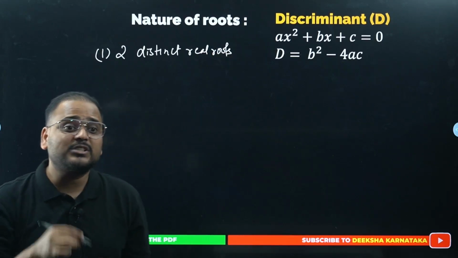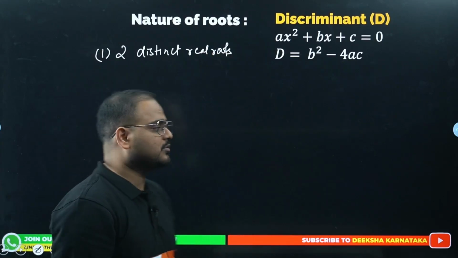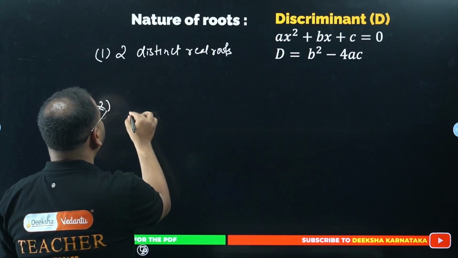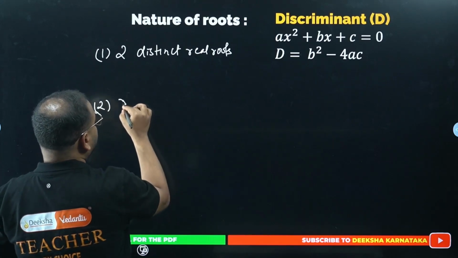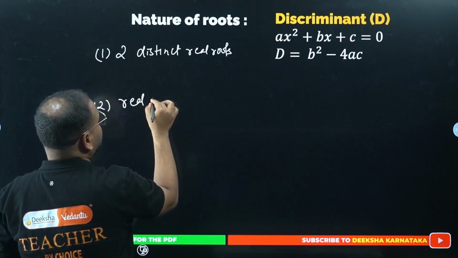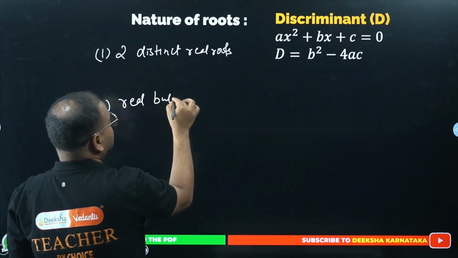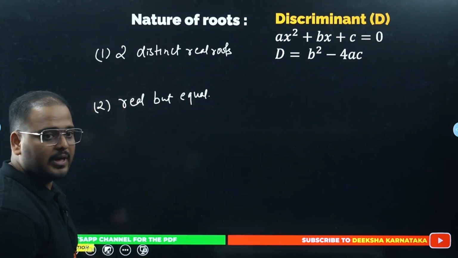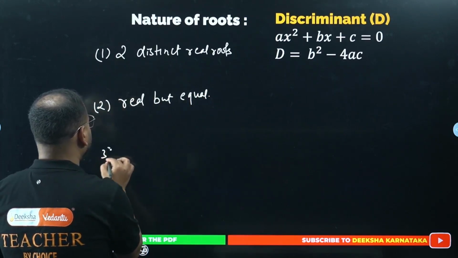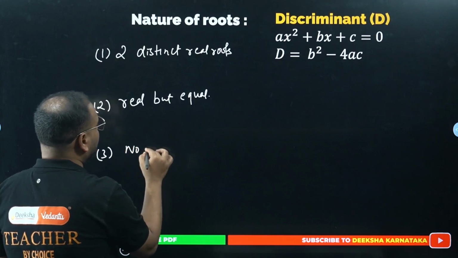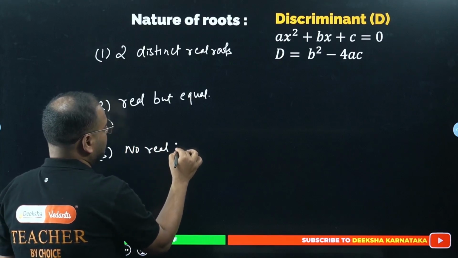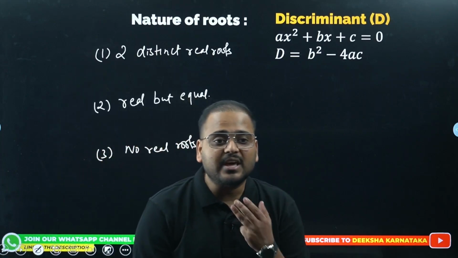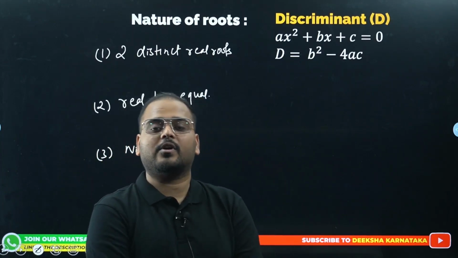Why real, sir? Because the numbers will be real numbers. That's why real roots. Case 2: the roots will be real, okay, but they'll be equal. So real but equal. And case 3: no real roots, no real roots. So there exist 3 such cases in the case of a quadratic equation.